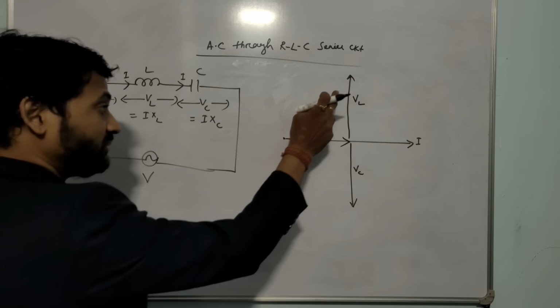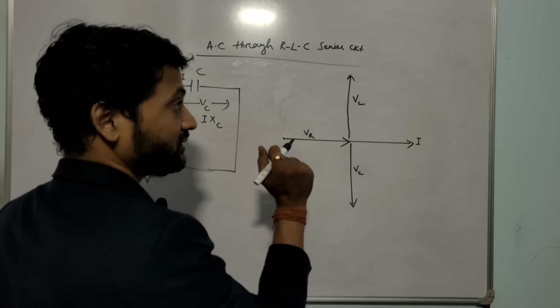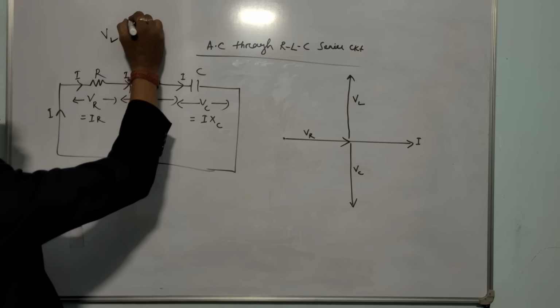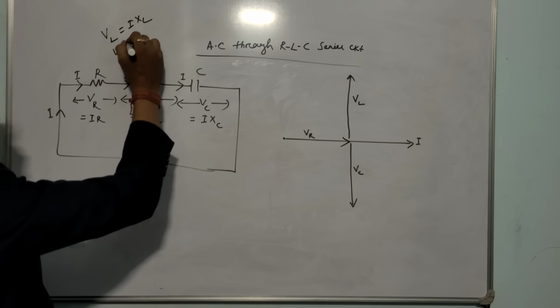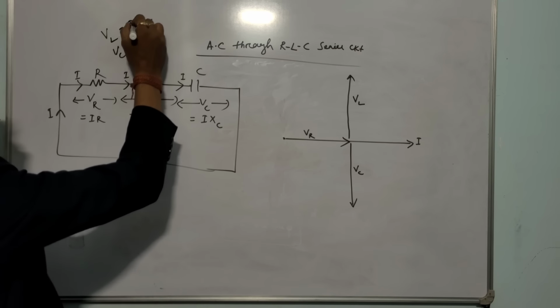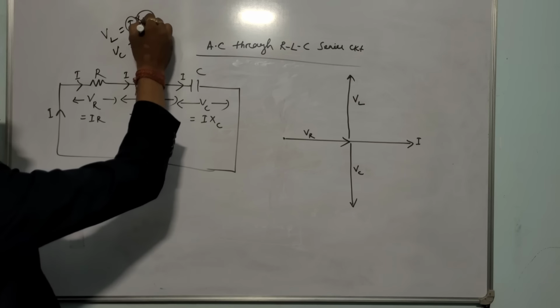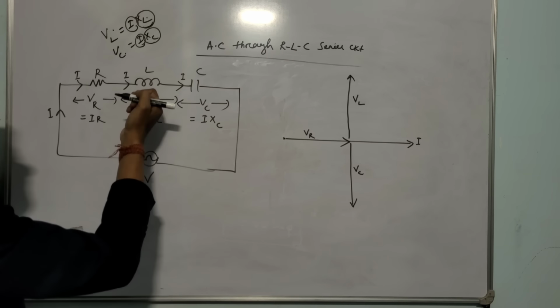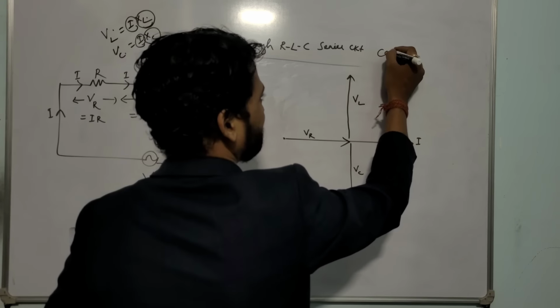We do not know. That magnitude depends on what? The value of L and C. VL is I into XL, VC is I into XC. The current is the same, so whichever has the larger reactance will have the larger voltage. If XL is more than XC, then of course VL will be more than VC. So that's why we can take different cases.